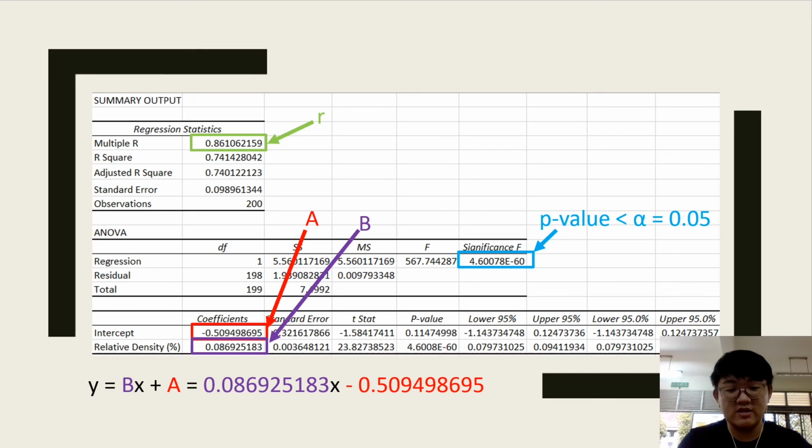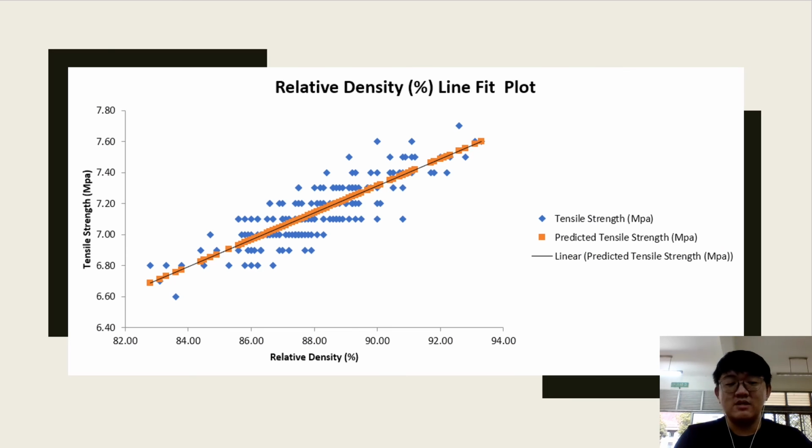Thus, we can find the simple linear regression model by using the formula y equals bx plus a. From the data, we have obtained values for a equal to negative 0.50949695 and b equal to 0.0969251. Thus, the simple linear regression model is y equals 0.0969251x minus 0.50949695. This graph is the relative density line fit plot that was plotted based on the data. Those blue dots are the original tensile strength, while the red dots are the predicted tensile strength from our model.